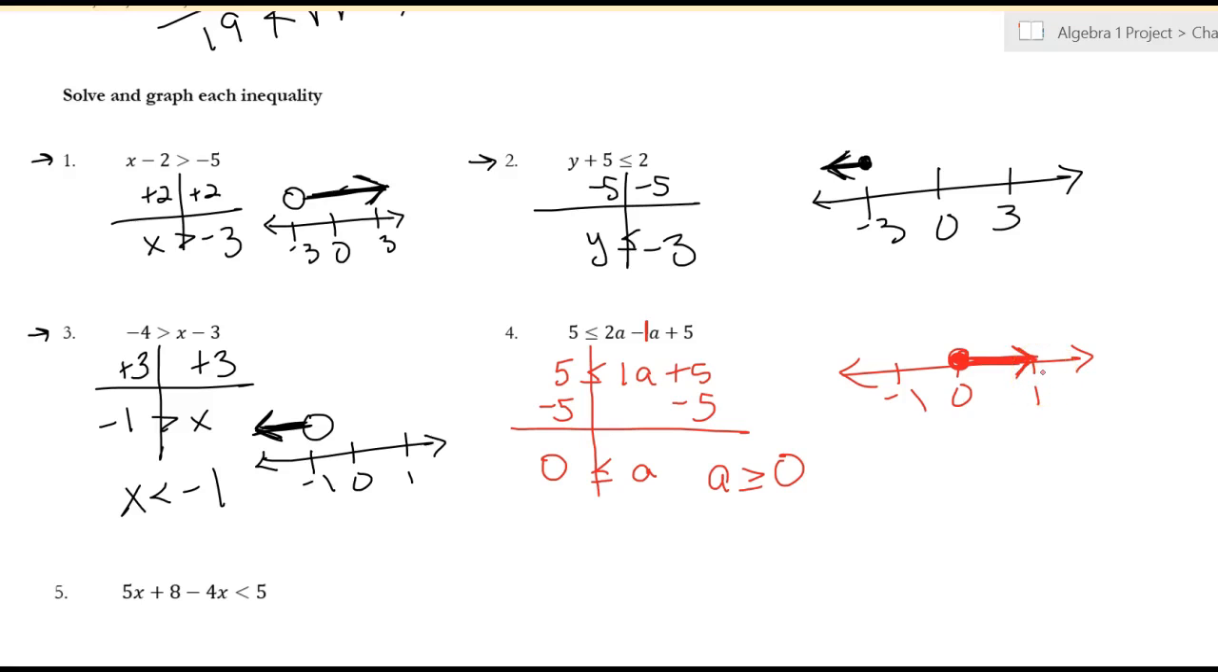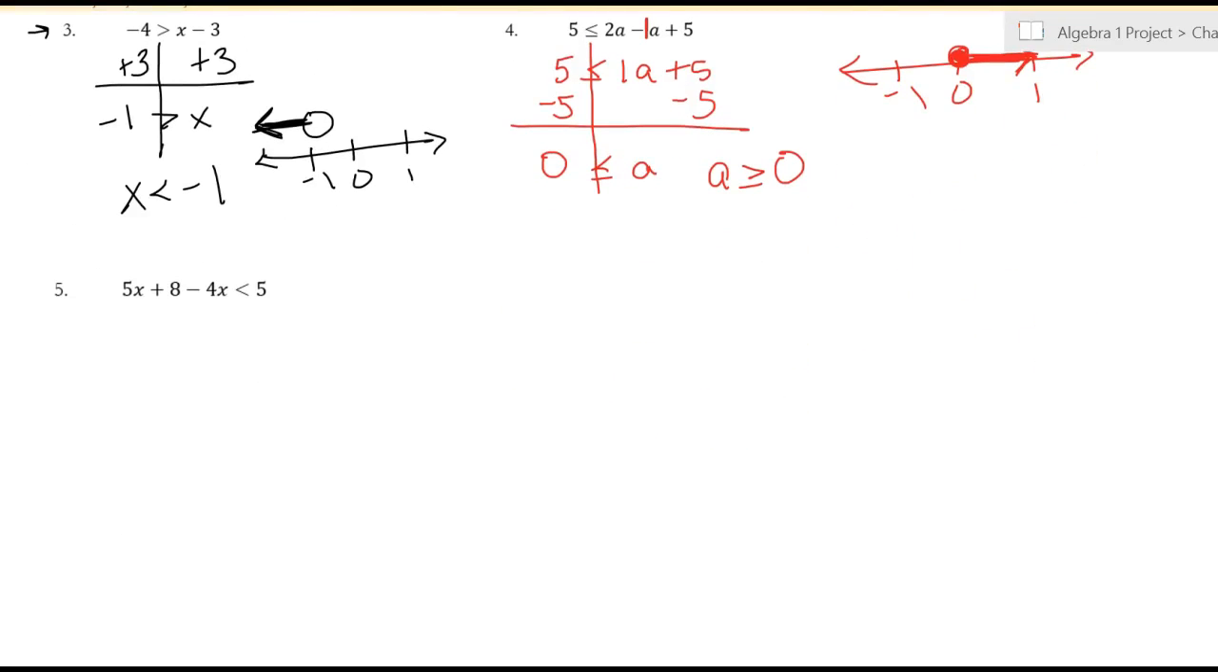Okay, why don't you try number 5 real quick, see if you get it, and when you're ready, come back. Okay, so you should have noticed you could put a 5x and a -4x together, and 5x minus 4x is just 1x, plus 8 is less than 5. I'm going to get rid of a plus 8 by minusing 8 on both sides. And so x is less than -3.